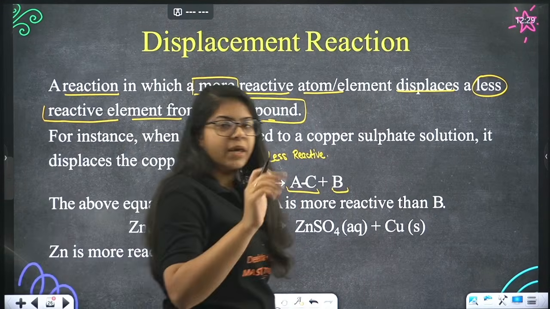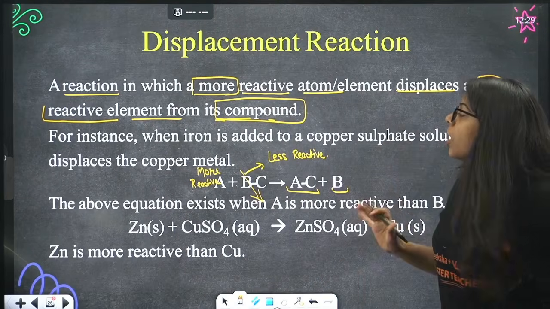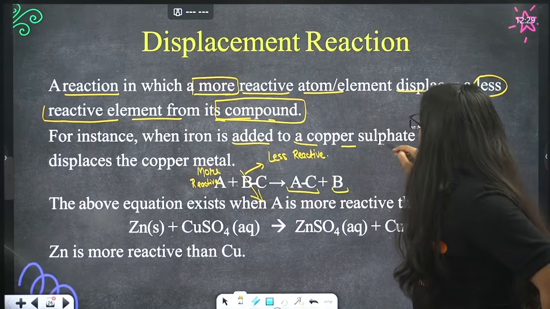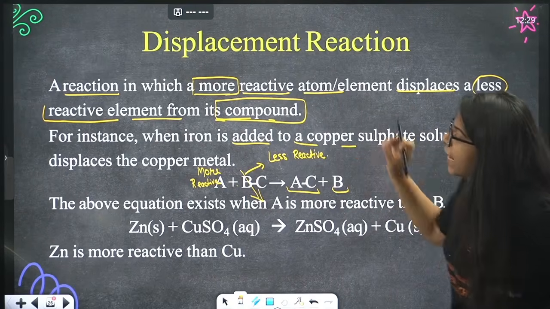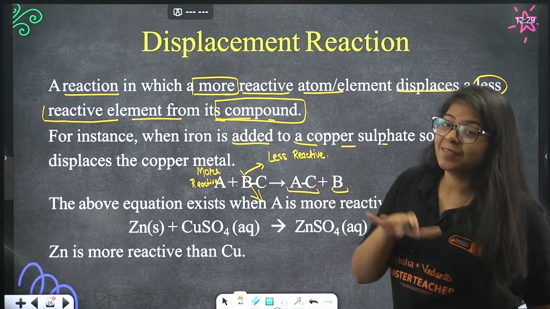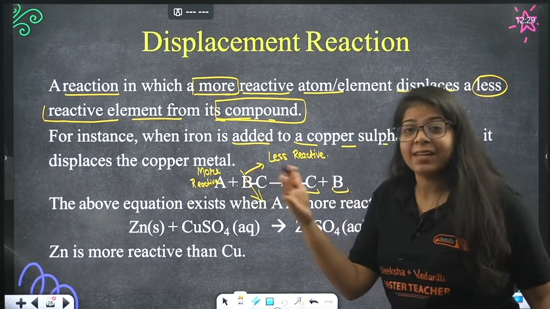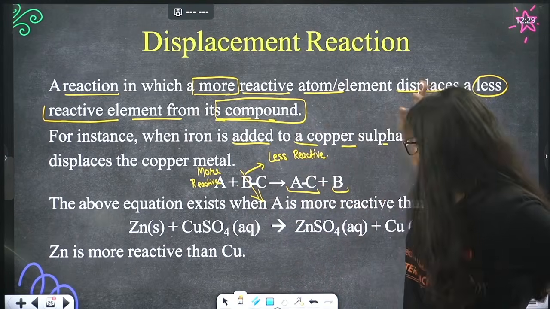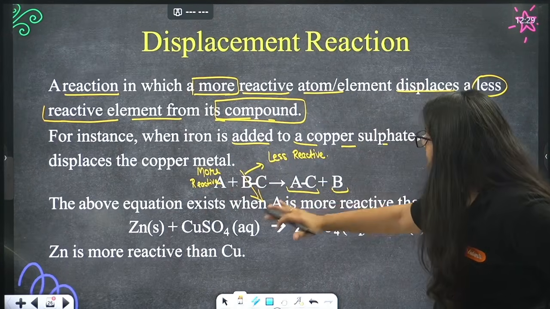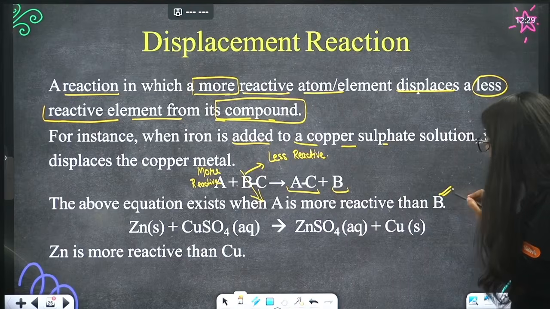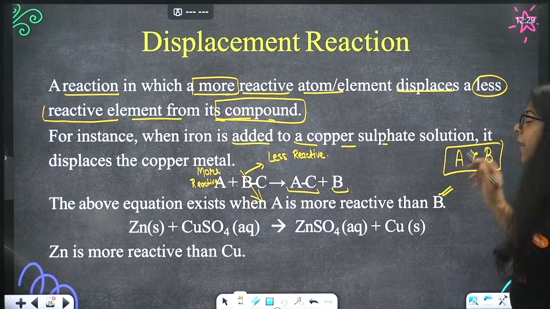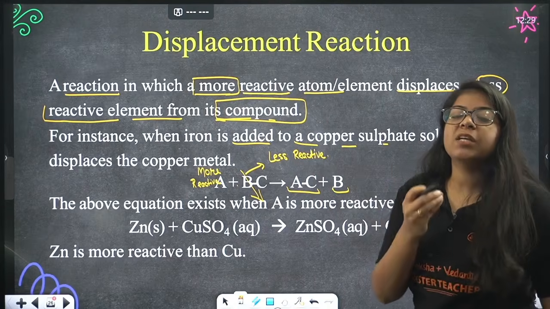Understood? Okay, good. Now beta, for instance, we are taking an example. When iron is added to a copper sulfate solution, it displaces the copper metal and we get iron sulfate solution or iron sulfate as the product. We'll see that in the next slide. So the above reaction exists when A is more reactive than B. A should be more reactive than B. That is the core of displacement reaction.